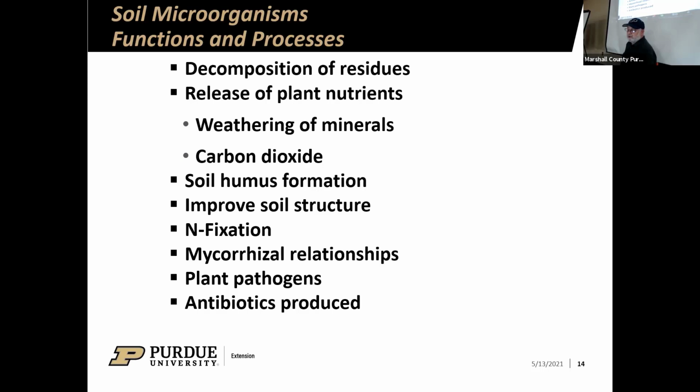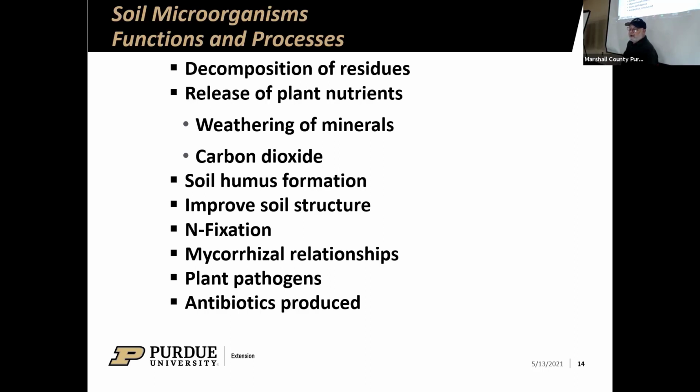The mycorrhizal relationship is actually creating a healthier environment for soil roots and a healthier environment for the plant as well. So they're key in helping to promote plant health when we have a healthy soil.